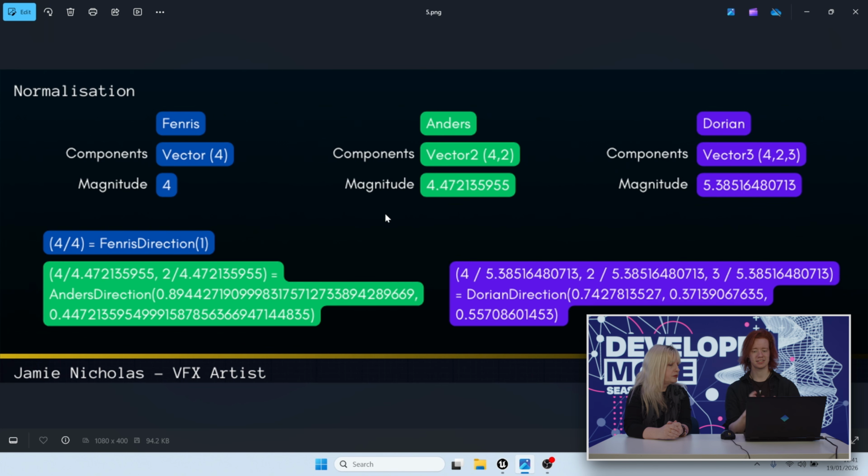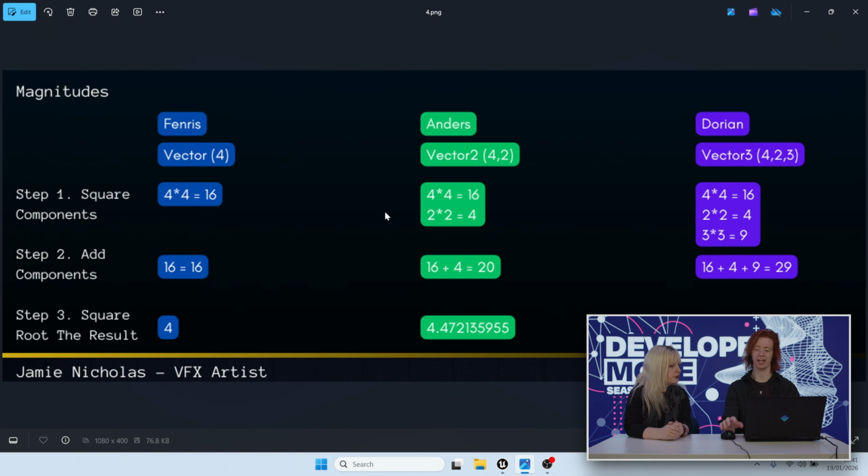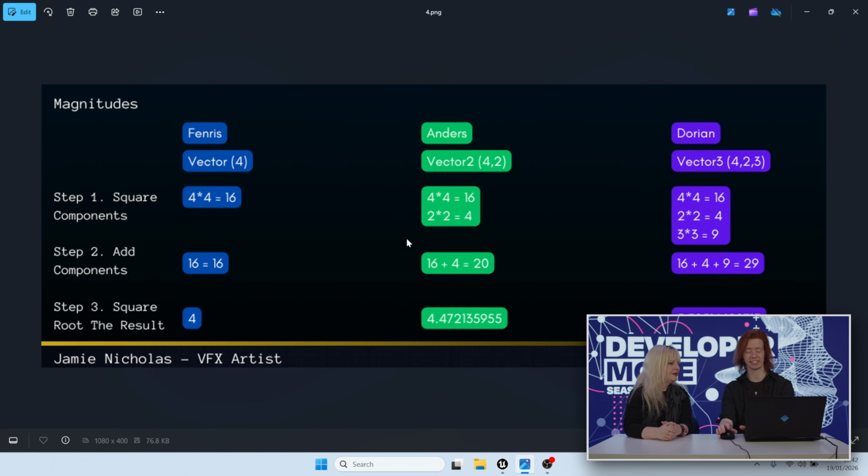And this is some mathematics as to how we can split those out. Let's say we figure out the magnitude of a vector by taking the individual components. Dorian has 4, 2, and 3 as his individual components. We can find out the length from that. So 5.385 and so on. Loads of numbers, but I always like to include them because it looks ridiculous.